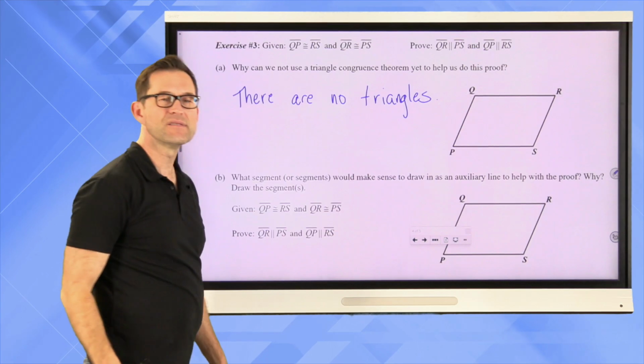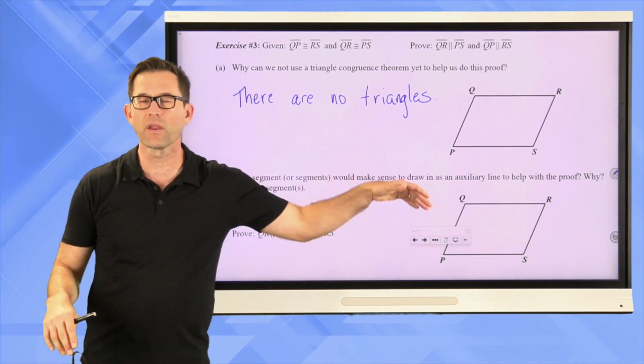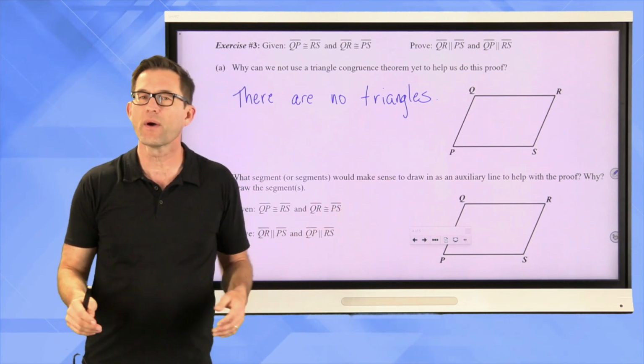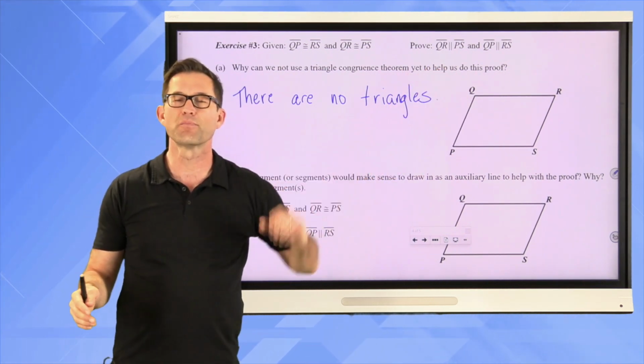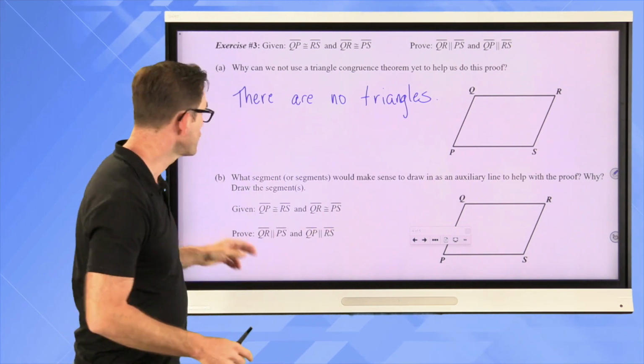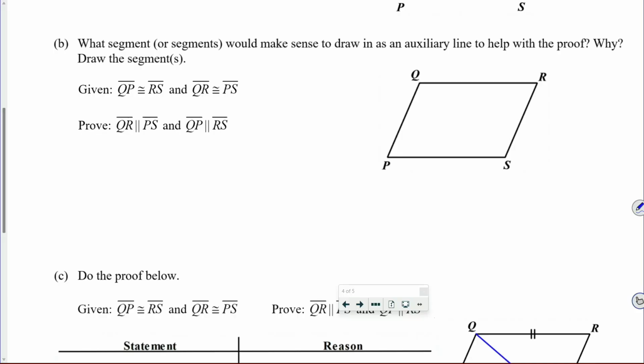And that can be very deceptive for people, right? Here I've got a figure. It's a quadrilateral. And there are no triangles, so how would I use a triangle congruence theorem to help prove that sides are parallel to one another when there are no triangles? All right, so let's take a look at letter B.